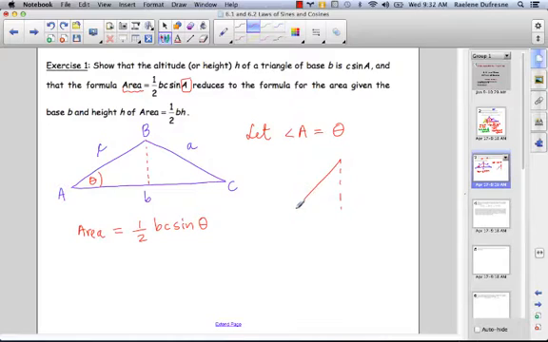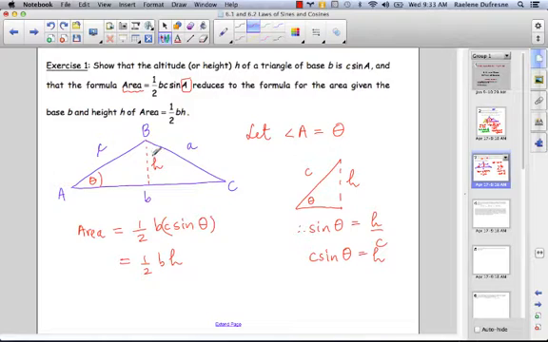If we make that triangle, therefore sine of theta is equal to h over c, and c sine theta is equal to h. So we can take the c sine theta and group it, and we can get area of 1/2 base times the height of the triangle.